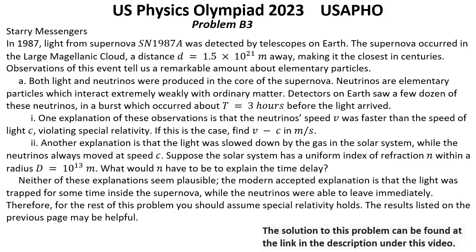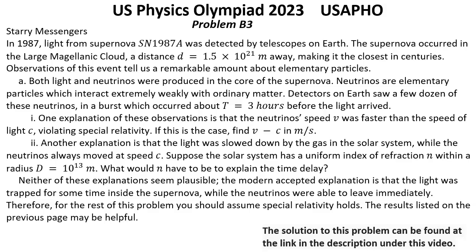Question 2. Another explanation is that the light was slowed down by the gas in the solar system, while the neutrinos always moved at speed c. Suppose the solar system has a uniform index of refraction n within a radius d equal 10^13 meters. What would n have to be to explain the time delay?